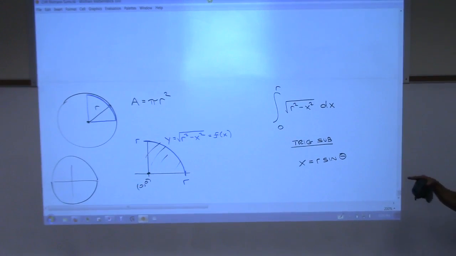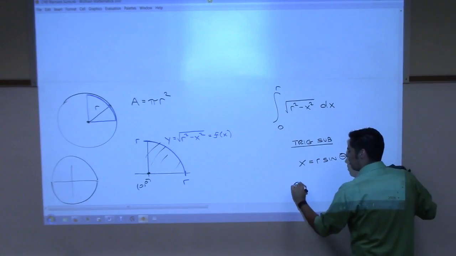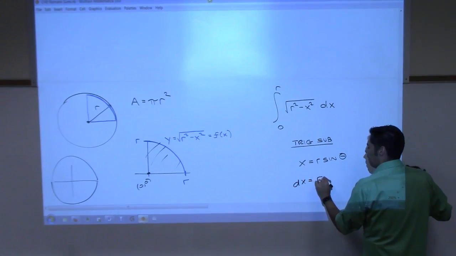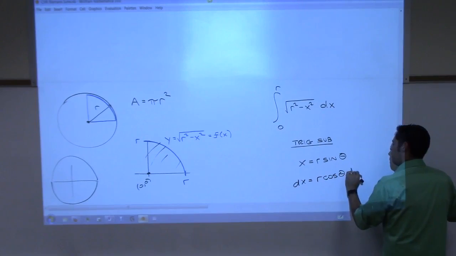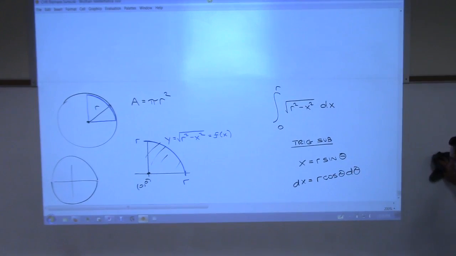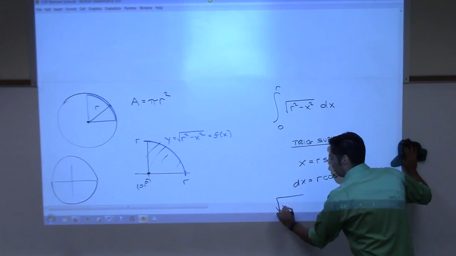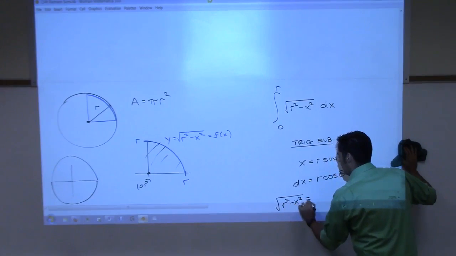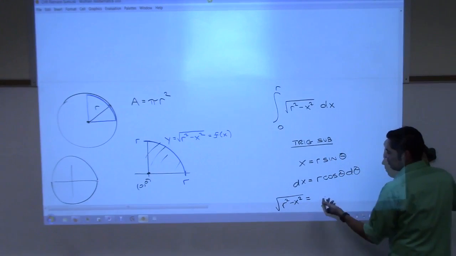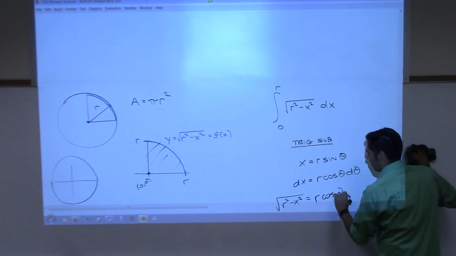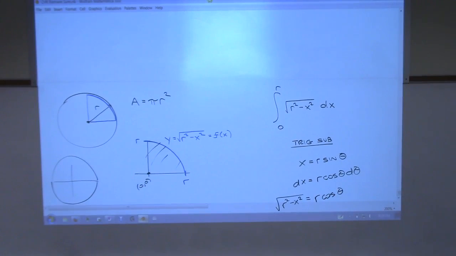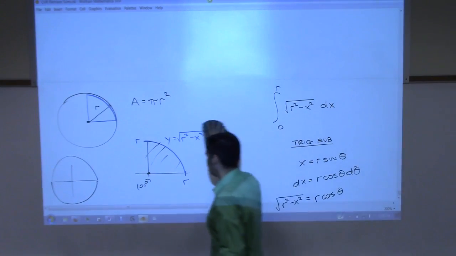Then I need all three things. I need that, I need dx, and I need the root. So dx is r cosine theta d theta. And the last part, square root of r squared minus x squared equals, if you went through this, it would be r cosine theta. I'm running out of time. 6 minutes. Since we've done this, is that okay? That you would be okay with that? Okay, got to move fast here.